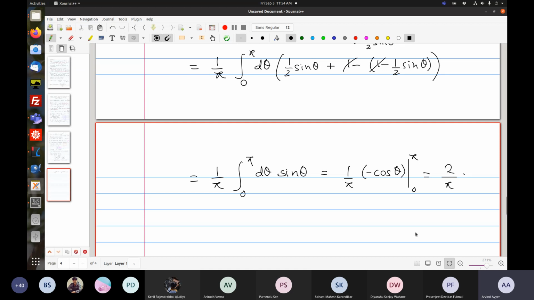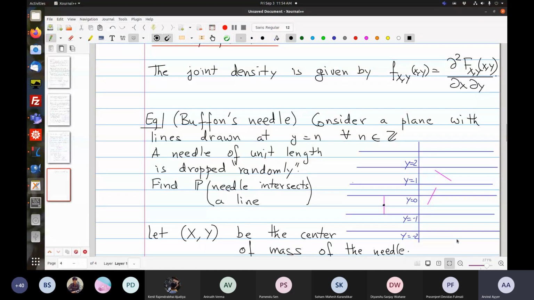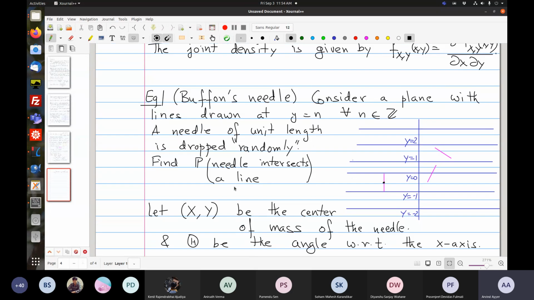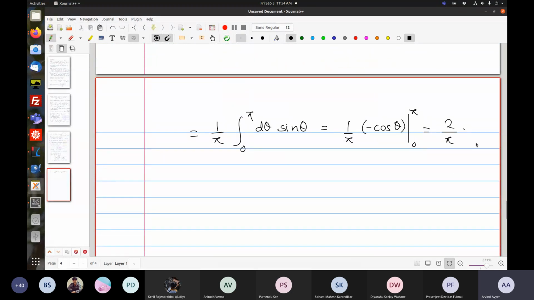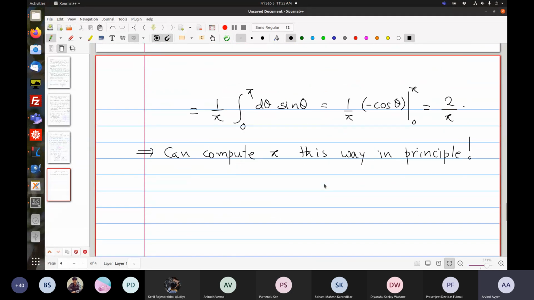What I would like you to appreciate is that this is a problem which has nothing to do with circles or anything. This is a probability question about a needle, which is a straight line, intersecting lines. There are only straight lines in this problem, but somehow you get π in the answer. So this is one of the things that Buffon noticed. You can compute π this way, in principle. This deserves an exclamation mark, because this is a highly non-trivial statement. Without this computation, you might not have believed that. But the problem is that this is a very slow algorithm for computing π.